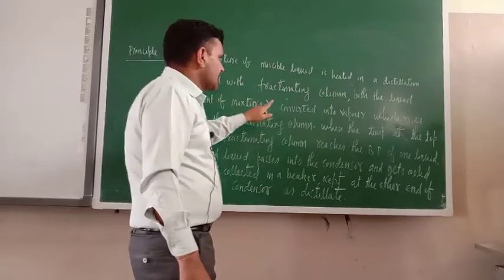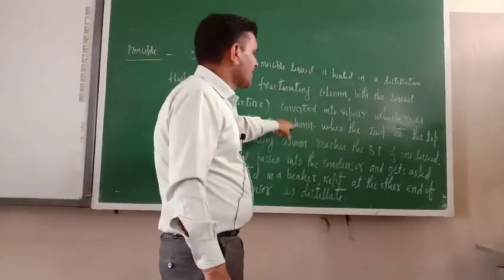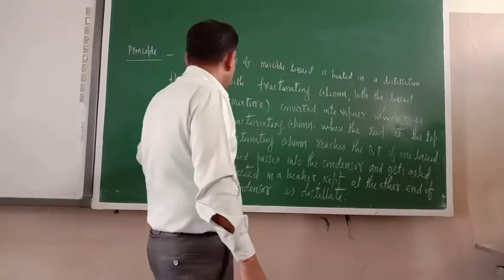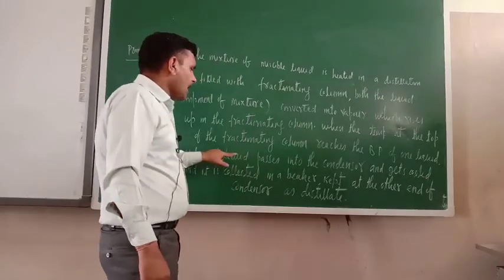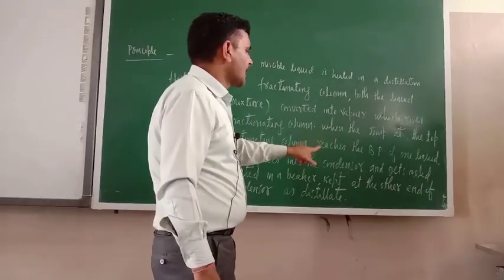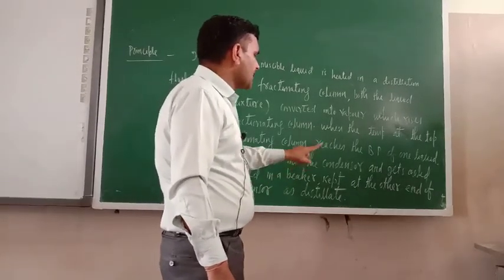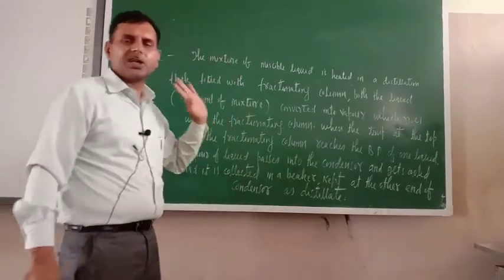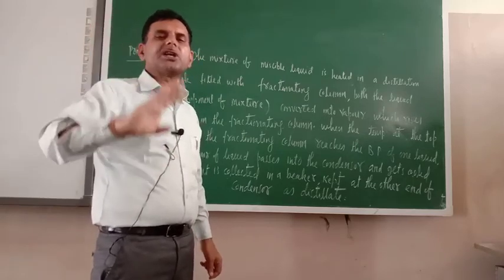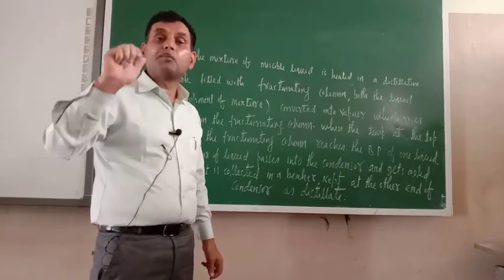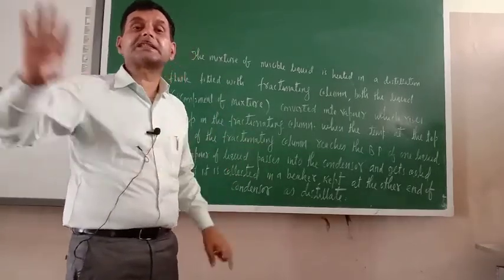The components of the mixture are converted into vapor which rises up in the fractionating column. When the temperature at the top of the fractionating column reaches the boiling point of one liquid, the vapor of that liquid passes into the condenser and gets cooled, and it is collected in a beaker kept at the other end of the condenser as a distillate. So remember, what is the function of the fractionating column here? Since the fractionating column is filled with porcelain beads or glass beads, their function is to increase the surface area.